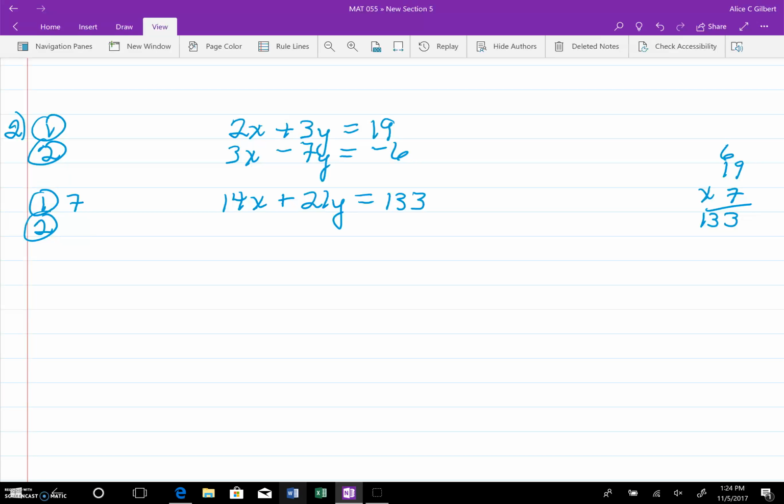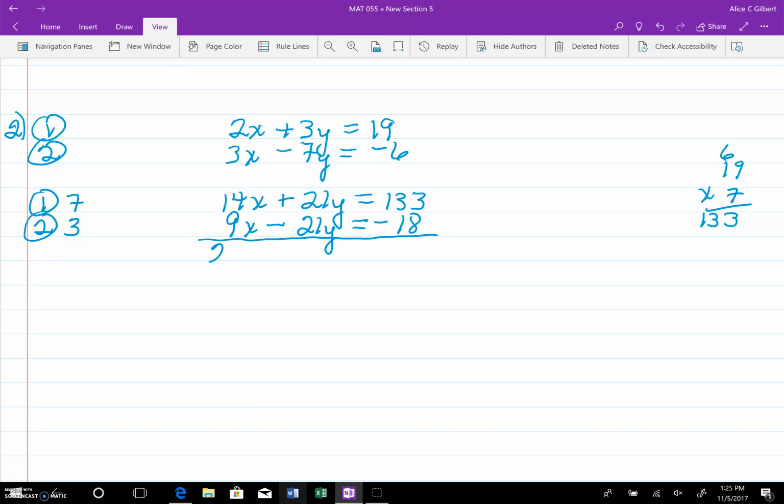What do I need to multiply with a 7 to get 21? Well, that's 3. And again, I don't have to worry about signs because they're already opposite. So 3 times 3 is 9. And 3 times 7 is 21. And 3 times 6 is 18. Put a line, and now we're going to add these up. And again, when you notice, we've got positive 21 and negative 21. When I add them up, they are gone. We eliminated them by adding them.